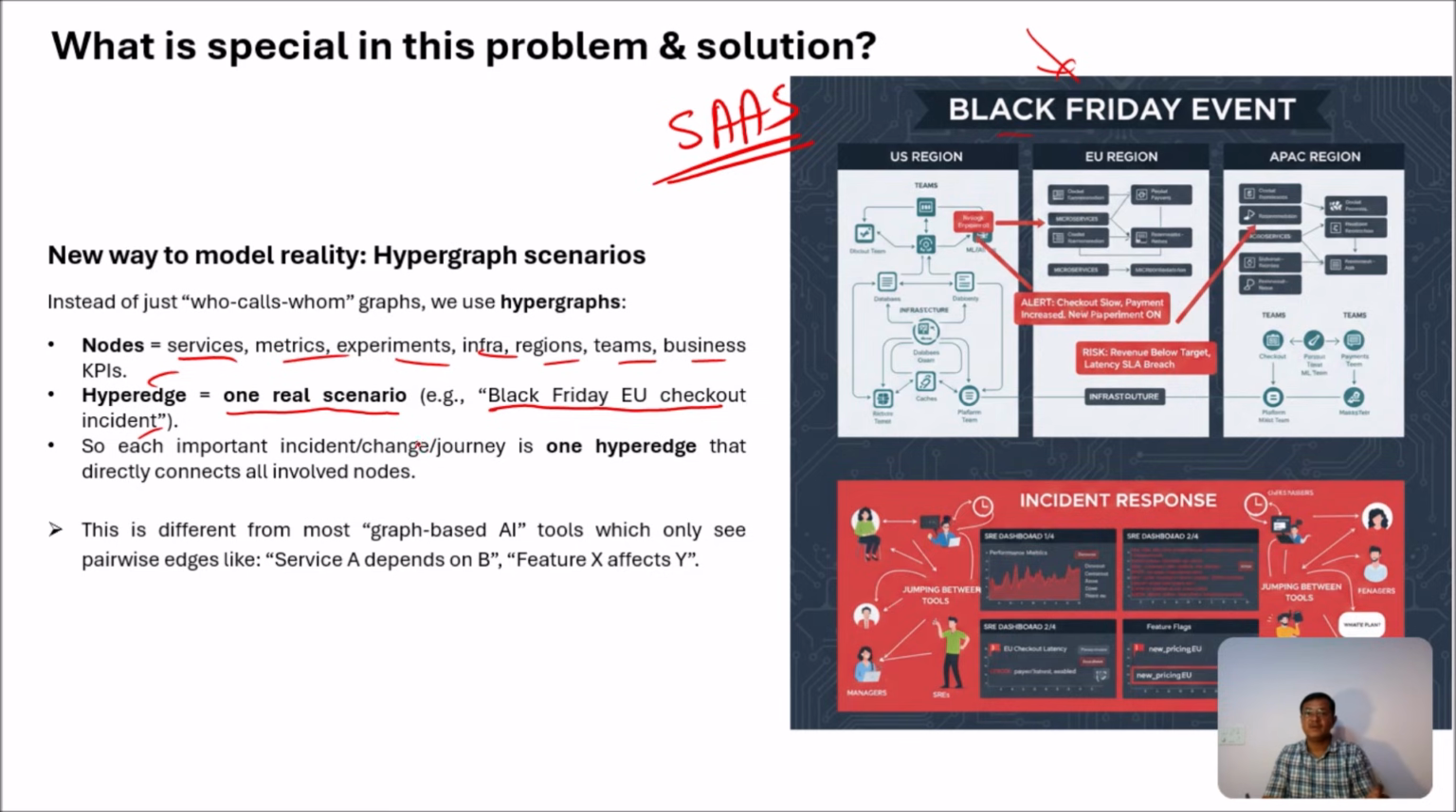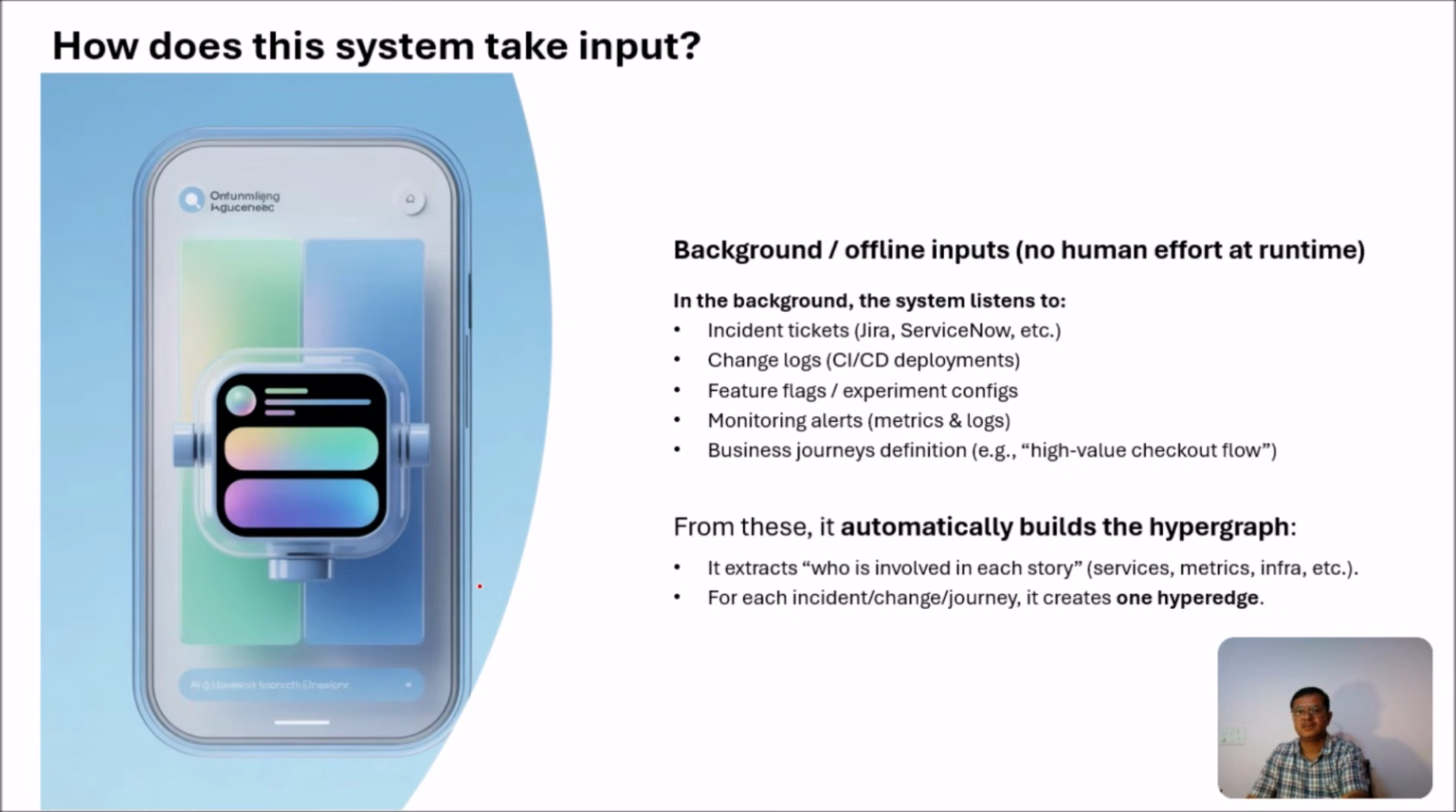This is different from graph-based scenarios where graph nodes act as agents, and there we can say that service A depends upon service B, feature X affects feature Y, and so on. So this is the difference.